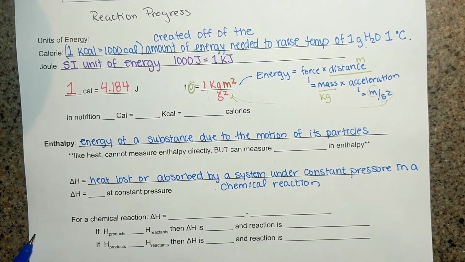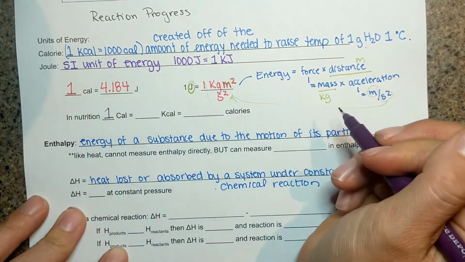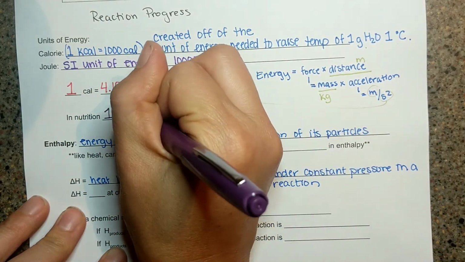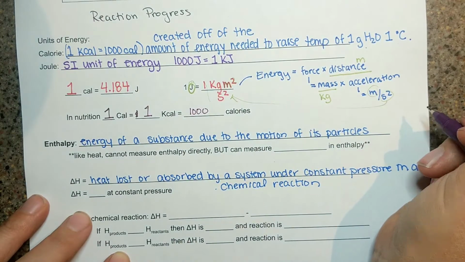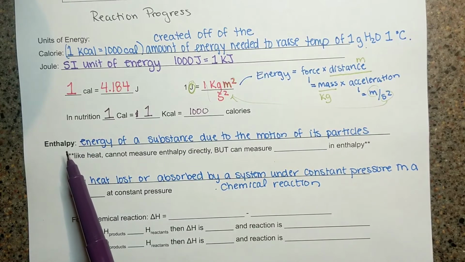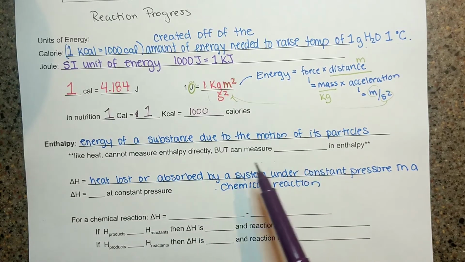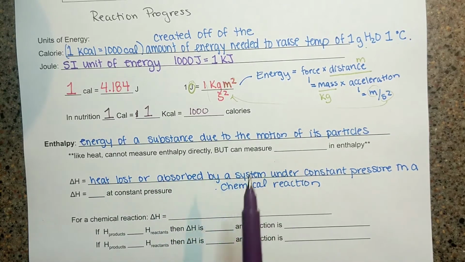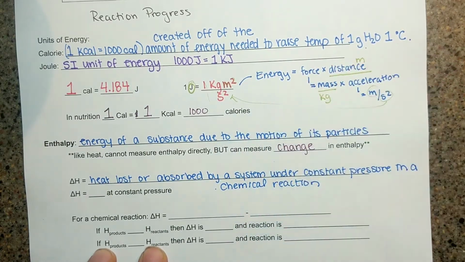We also see these units in nutrition. It's what's written on nutrition labels. And in nutrition, we see the word Calorie with a capital C. The relationship here is 1 big C Calorie is really 1 kilocalorie, which is 1,000 little calories. We can also talk about enthalpy. Enthalpy is the energy of a substance due to the motion of its particles. So just like heat, it cannot be measured directly, but it can be measured by a change in enthalpy.